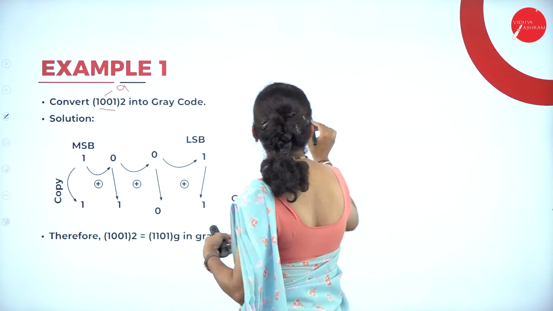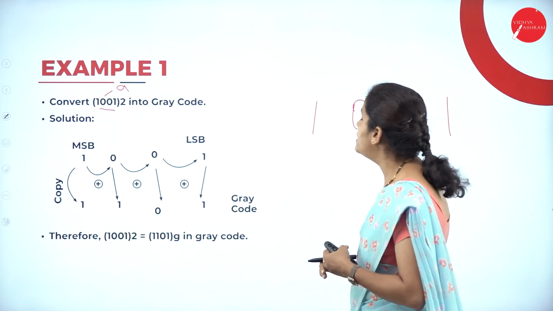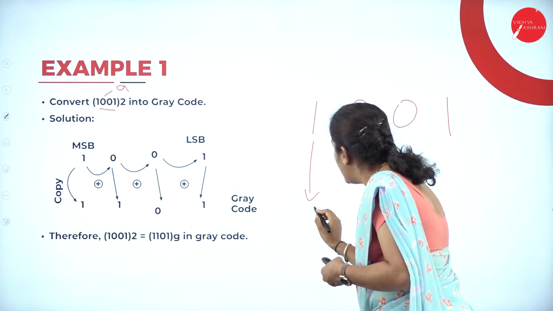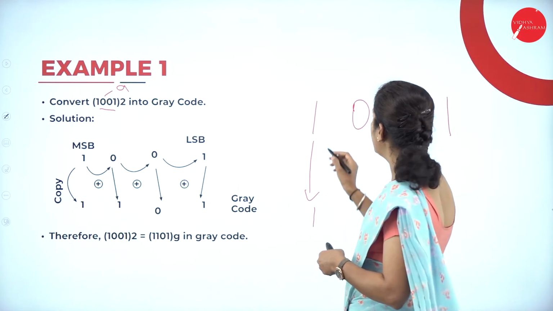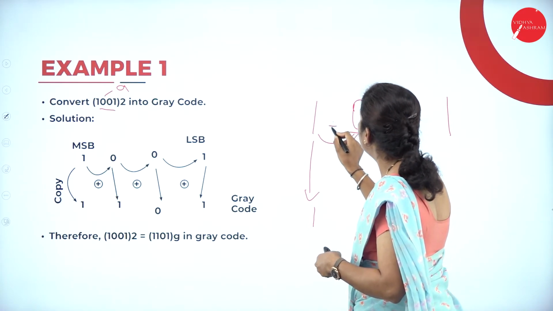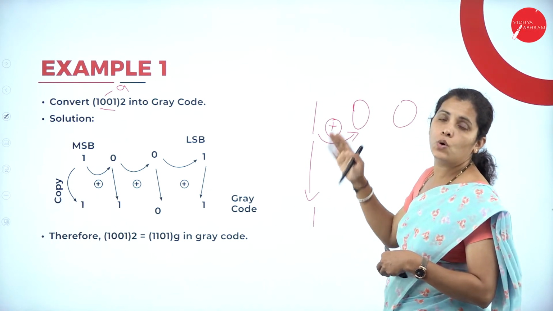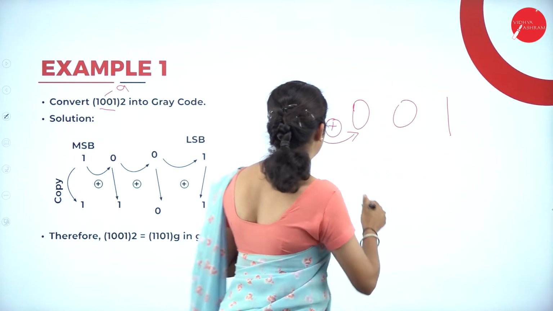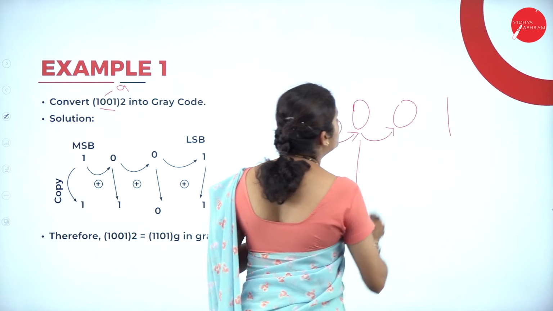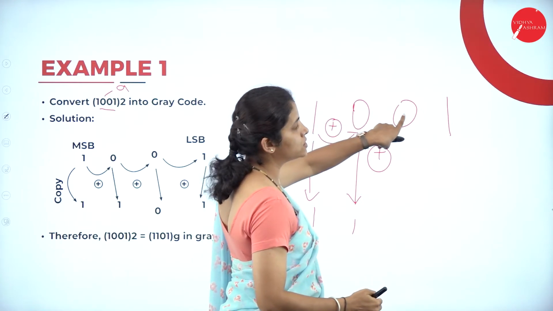First, I'm going to copy the value as it is. Then I'm going to add 1, that means I'm going to perform the XOR operation. That is 1 XOR 0. What is the value? It is 1. Once again I'm going to perform XOR with the next bit, that is 0 XOR 0.